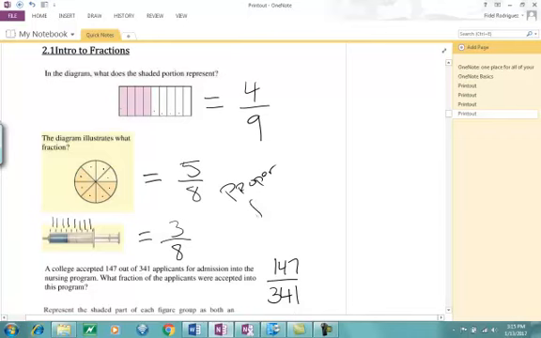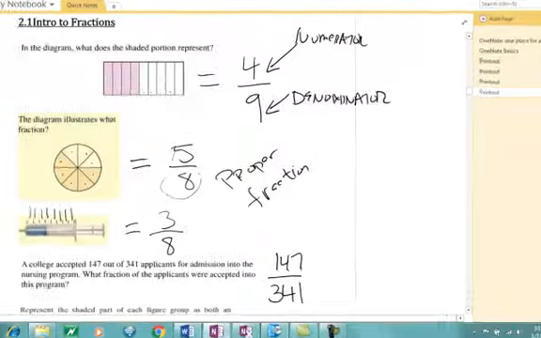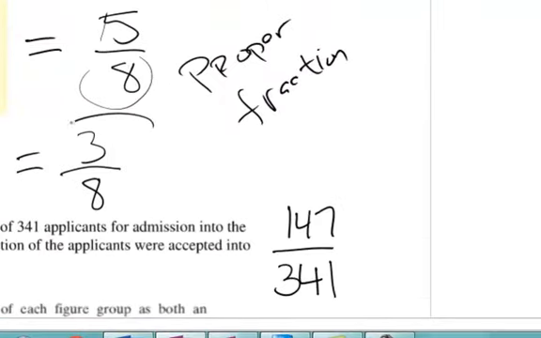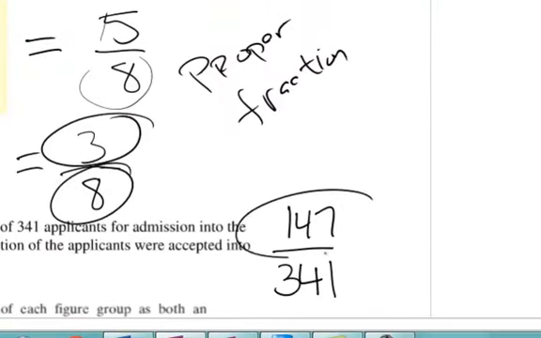proper fractions. A proper fraction means the number on top, which we call the numerator, is going to be smaller than the number on the bottom, which is what we call the denominator. So every one of these fractions is a proper fraction because the number on top is smaller than the number on the bottom.